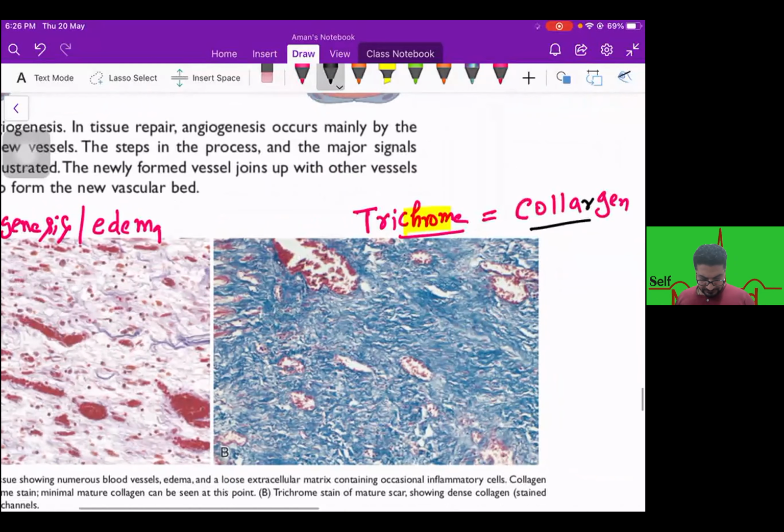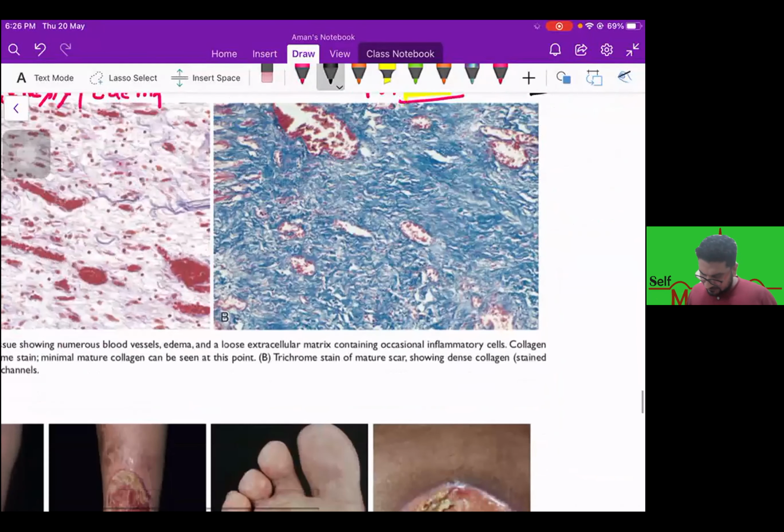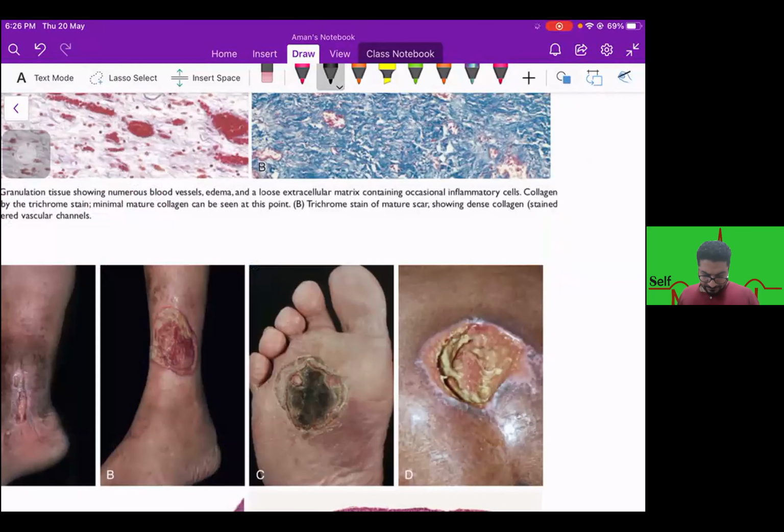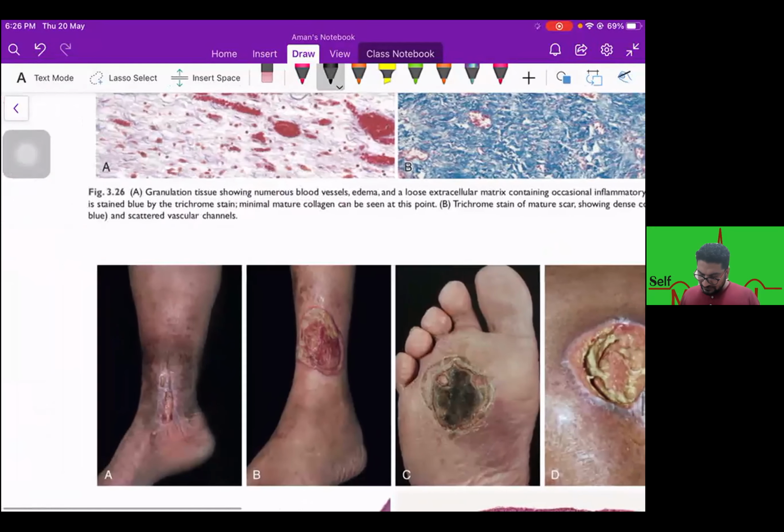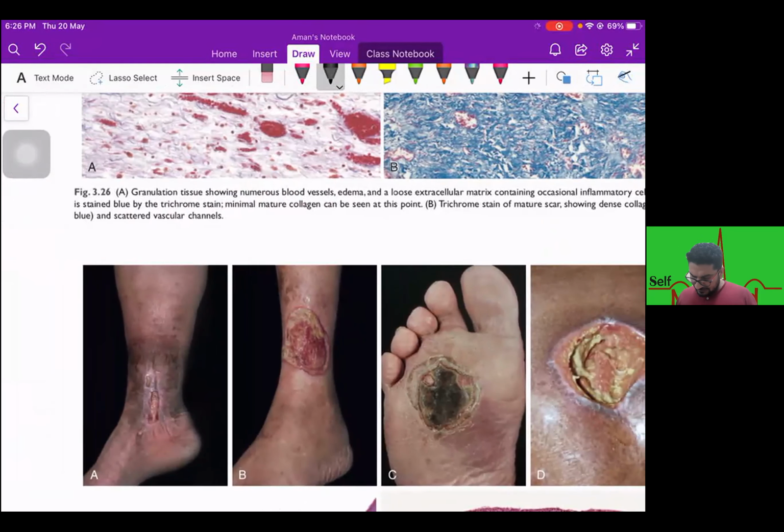Okay, moving ahead. Now I will show you some of the features of chronic inflammation. In image 1, you can see the external appearance. These are basically skin ulcers, right? The first ulcer in front of you is a venous ulcer. You can see this is a venous ulcer. If I say, you can see that in this image, this will be your arterial ulcer.